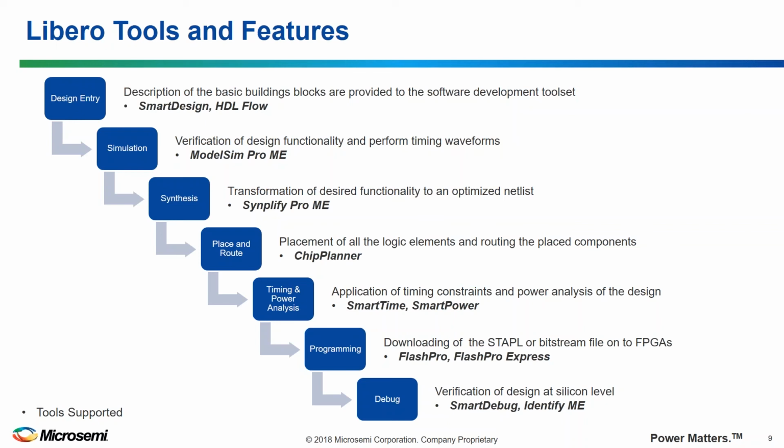The next step would be to go off and to synthesize the design, take the RTL description, turn it into a netlist that's suitable for the PolarFire family. And here we use the Synopsys Simplify Pro Microsemi edition, or the ME tool. After synthesis, we have a netlist that's going to go into place and route. And from here, all of the tools are Microsemi developed tools. We have a place and route engine that allows us to optimize the layout for timing or power. We have tools that allow us to do chip planning. And then we can move on to timing and power analysis using our SmartTime and SmartPower tools.